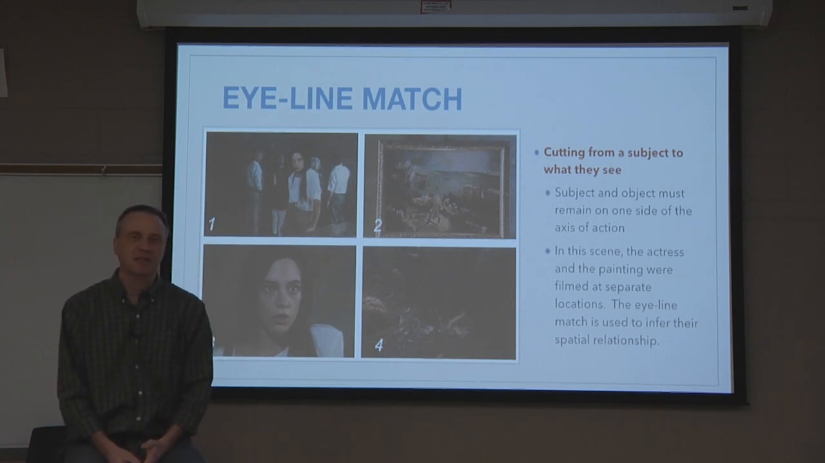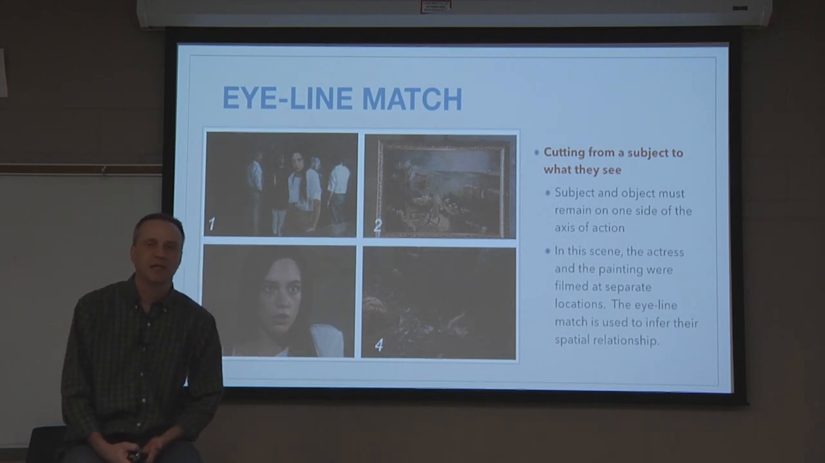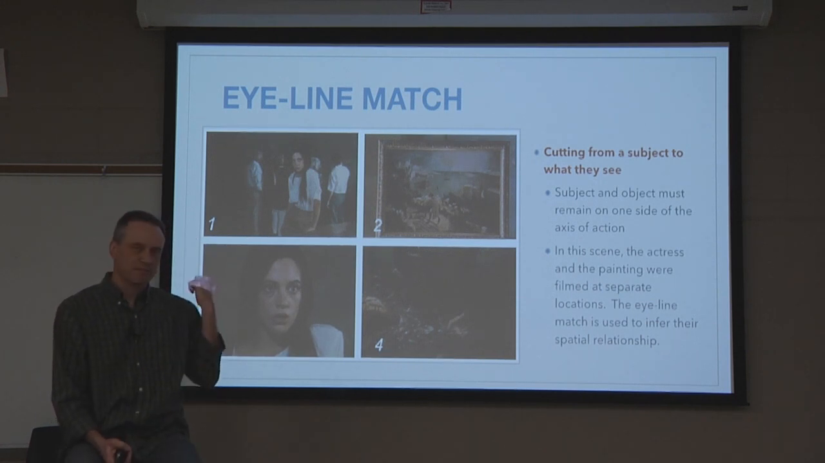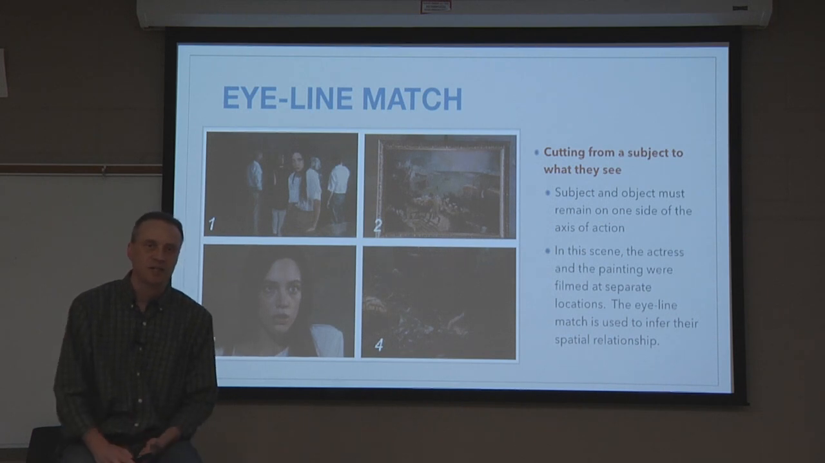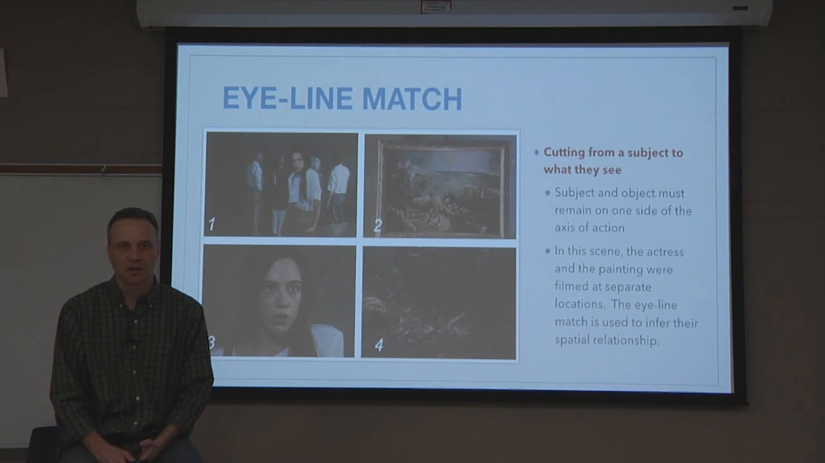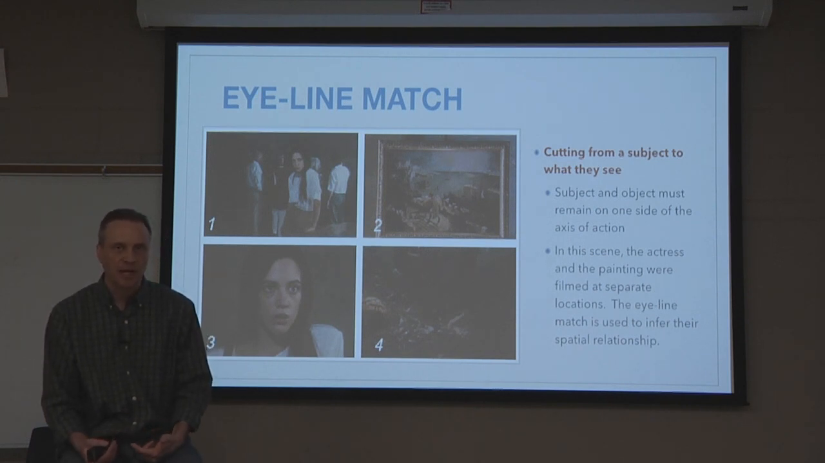This is kind of an interesting thing too. You can manipulate screen direction if necessary. Let's say we have a situation, and this is this exact situation right here, where you see this actress and she's in a museum and she's looking at this painting. The problem is this painting is not at this location. This painting is in a museum in Europe or something. Okay, how do we make it look like she's looking at that painting?